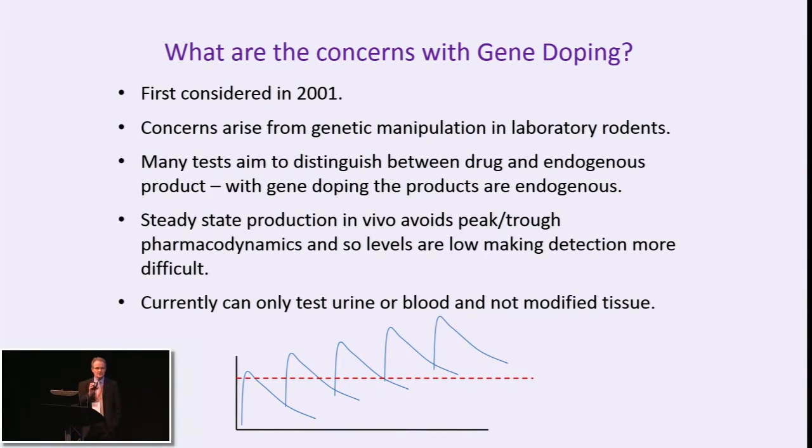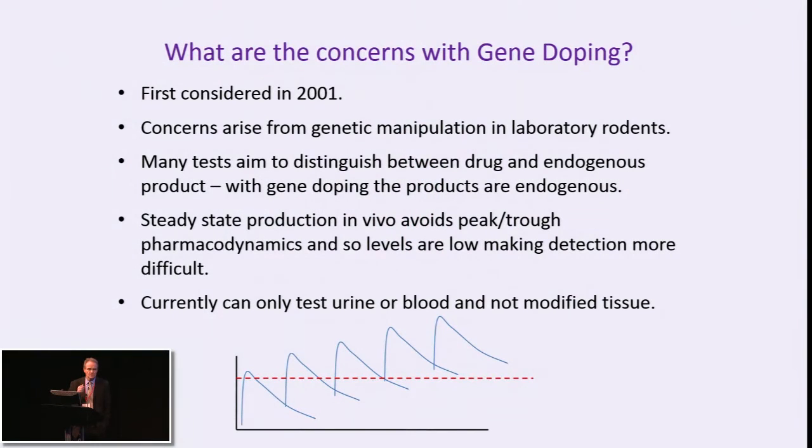One of the big concerns with gene doping is that most detection methods rely on detecting the difference between a drug and the endogenous product. And that, for instance, we can talk about various forms of recombinant erythropoietin as an example of that. In gene doping, in theory at least, the products are endogenous. They're being produced within the body. They're not being produced from some cell line, maybe of a different species.